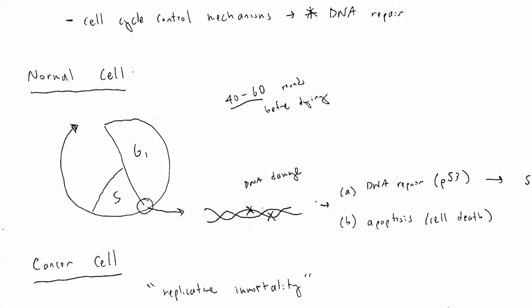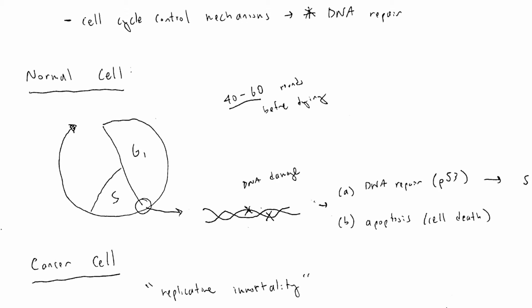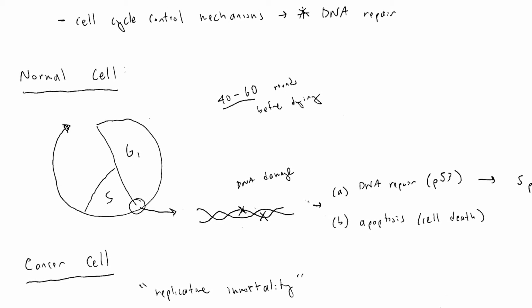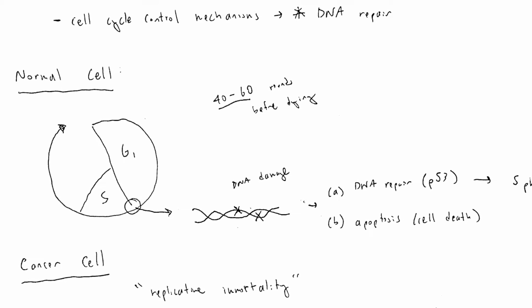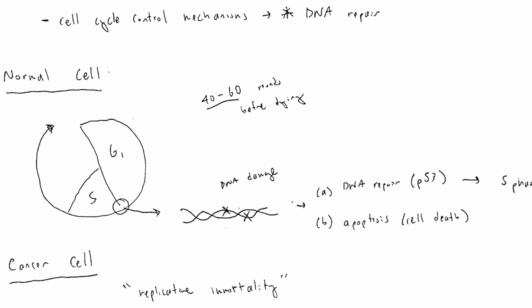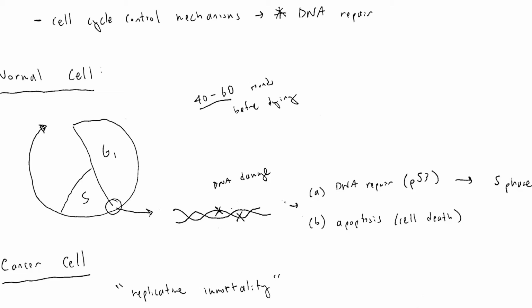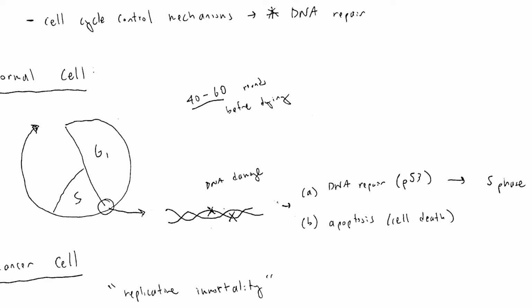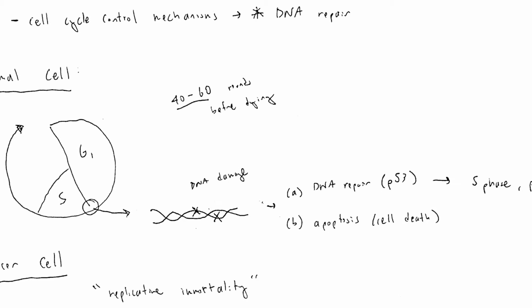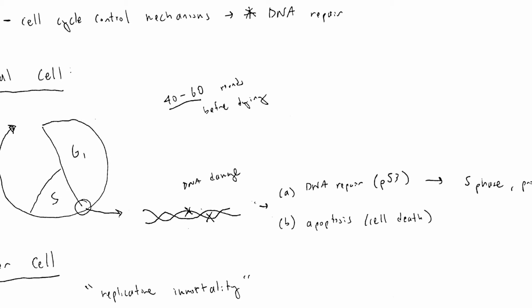A normal cell usually goes through about 40 to 60 rounds of division before it dies. As you can see, in the G1 phase, which is the very beginning of the cell cycle, there's a checkpoint before it goes to the next phase called the S phase. And at this point, the cell checks for any type of DNA damage before proceeding to the next steps.